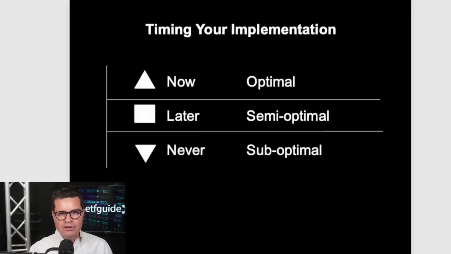And so, from an implementation perspective and timing, you've got three possible time frames. And this pertains to all of us. You've got now, later, or never. And again, we use these timing labels to help you understand when is the best time to do this, favorably speaking. You've got optimal, semi-optimal, or suboptimal.